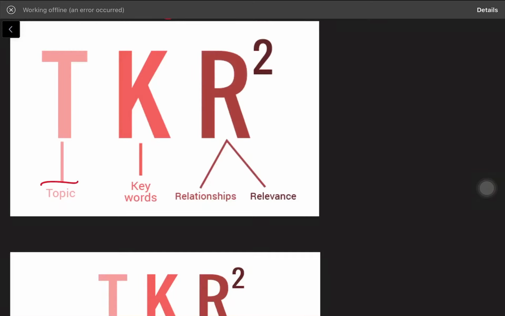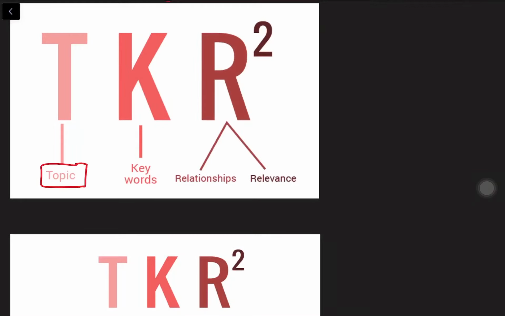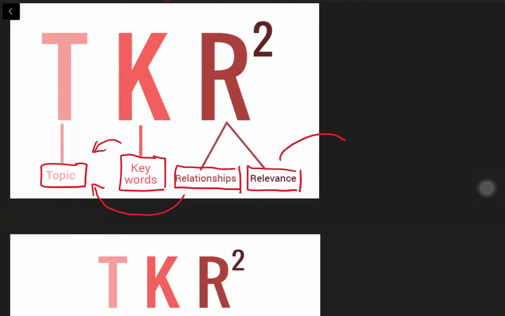So T is for topic. So what is the topic? And then K are the keywords. What are the keywords related to the topic? R, the first R is about relationships. So what are the key relationships related to the topic? And relevance. Relevance refers to, based on this 1, 2, and 3, which one of the keywords and relationships that you have identified is relevant to the question.